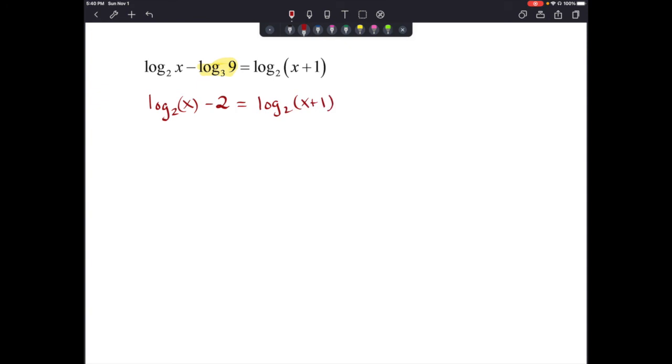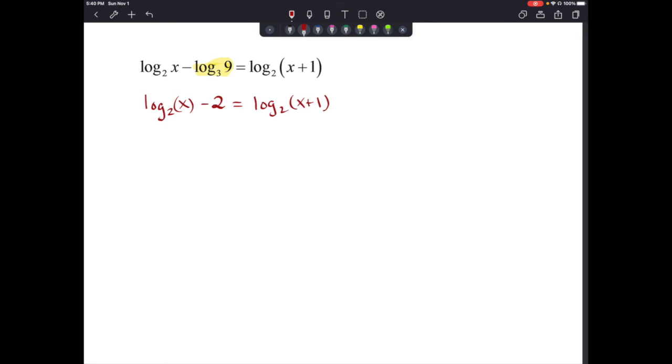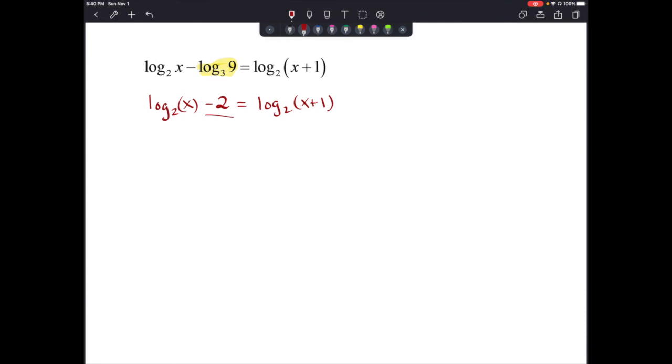And now we need to make a decision. How should we try to attempt this? Well, because we have logs on both sides, but we also have this term that's not a log, maybe I want to make it into a log. This would be the same thing as log base 2 of x minus 2 times 1, I think is the way we did it in class the other day.